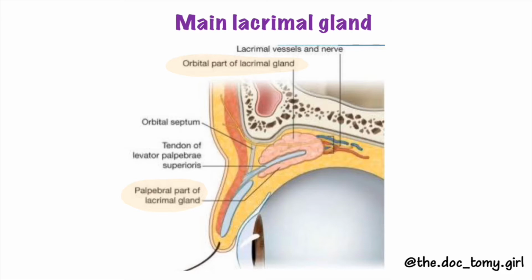The palpebral part is small and consists of only one or two lobules. It is situated upon the course of the ducts of orbital part, from which it is separated by the levator palpebrae superioris muscle. Posteriorly, it is continuous with the orbital part.